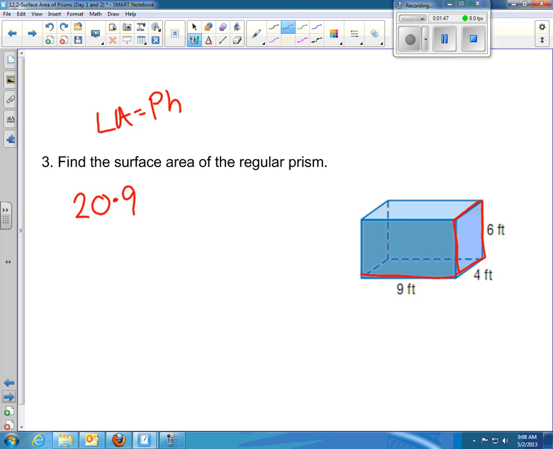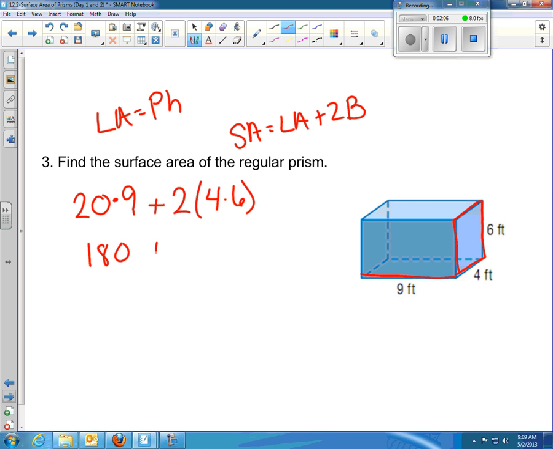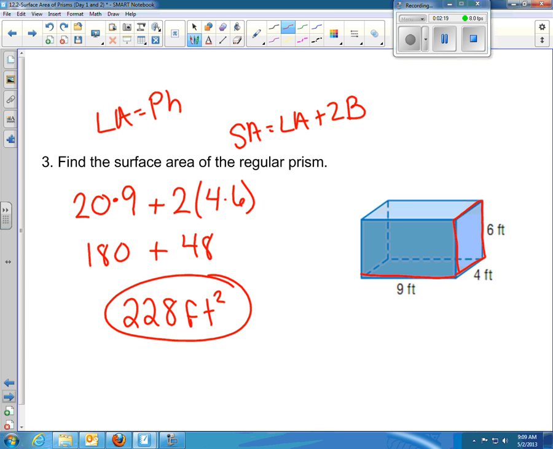So times 9. Plus, now here's surface area is lateral area plus 2 base areas. So we're going to have 2 base areas. Area of that base, it's a rectangle, so we're going to just do base times height, 4 times 6. All right, 20 times 9 gives us 180, plus, figuring that next piece out, we get 48. If we add them together, we have 228 feet squared. Remember, it's still an area, so our label is squared.